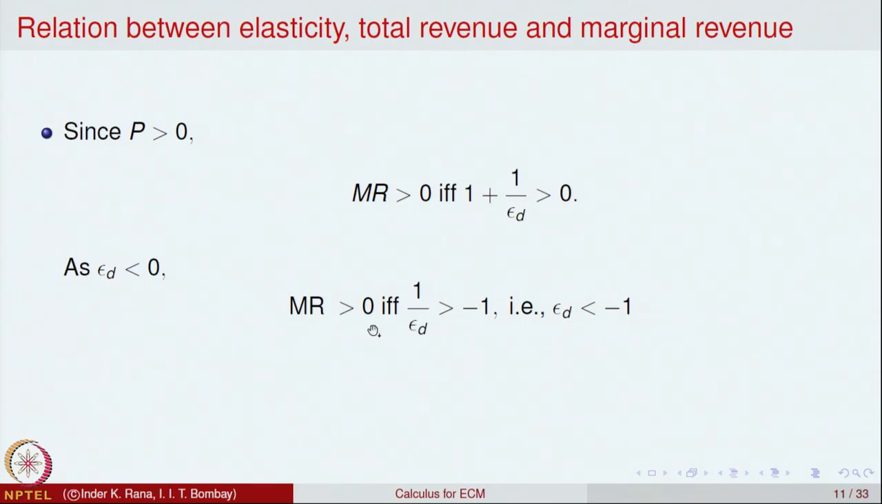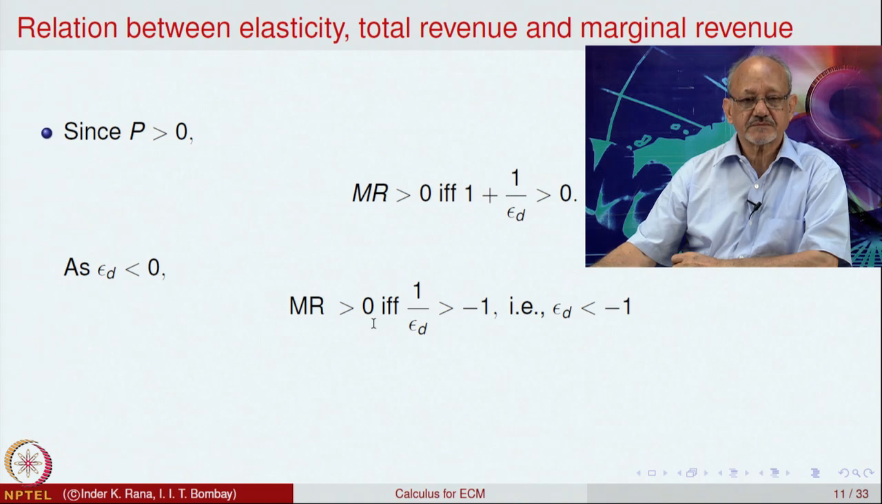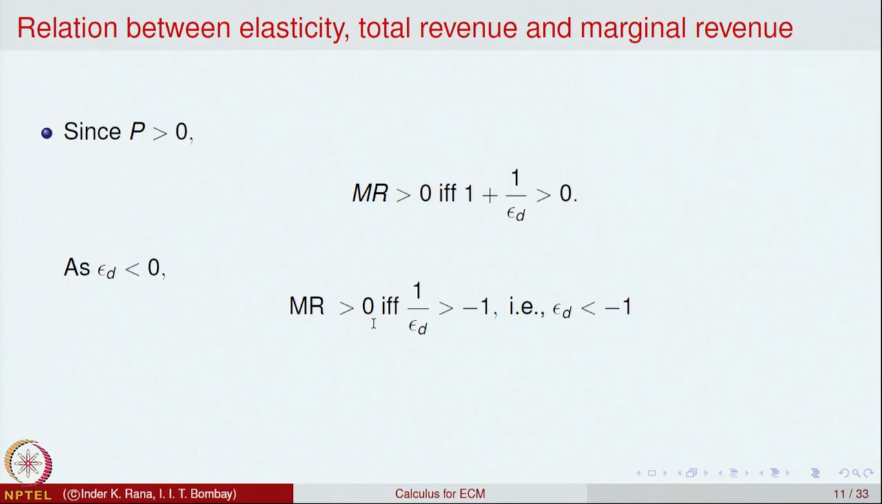Because marginal revenue positive means that the revenue will be an increasing function. So, revenue will be an increasing function if and only if epsilon, this coefficient of elasticity of demand, is less than minus 1. So, that is the conclusion of this. That means revenue will rise if epsilon d is less than minus 1. So, the upshot of this analysis is the following, right. Marginal revenue positive means revenue will be increasing if epsilon d is less than minus 1.